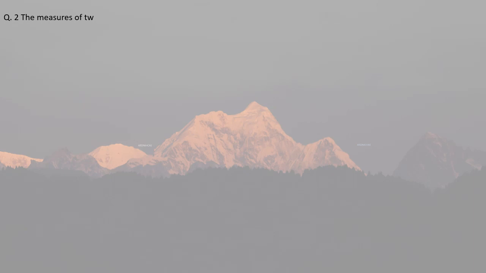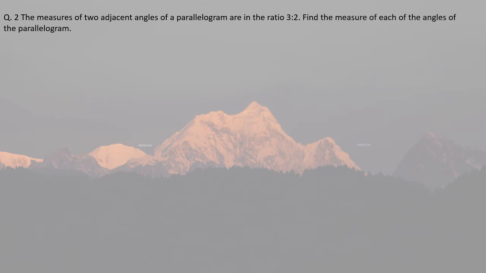Let us look at another question here. The measurement of two adjacent angles of a parallelogram are in the ratio 3:2. Find the measure of each of the angles of the parallelogram. We don't have a figure, so let's draw the figure.